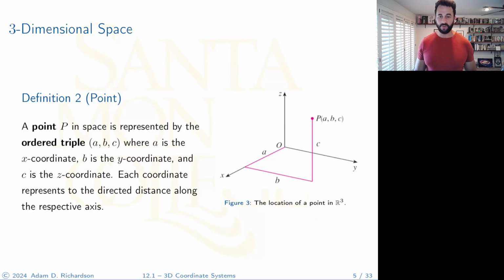All right, so what is a point? A point in space is just an ordered triple, like so. A is the x coordinate, B is the y coordinate, and C is the z coordinate. Each coordinate represents the directed distance along the respective axes, just like we saw in 2 dimensions. So if this is your point A, B, C, it says to go this direction along the x-axis this far, this way along the y-axis this far, this way along the z-axis that far, and then you land at a point.